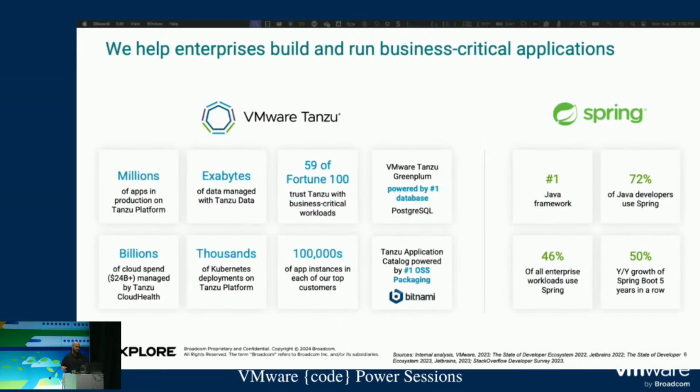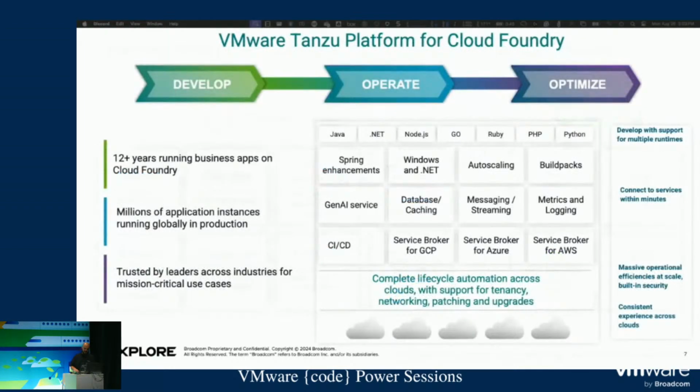We have data services. We have multiple application runtimes based on Cloud Foundry and Kubernetes. We have CloudHealth. We have Tanzu Application Catalog powered by Bitnami. So we have many different pieces of this Tanzu suite overall. And then also Spring is the largest Java framework that's under the Tanzu umbrella, in many different ways.